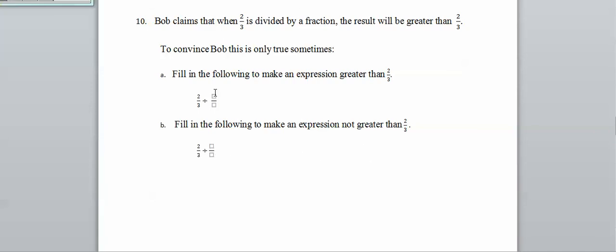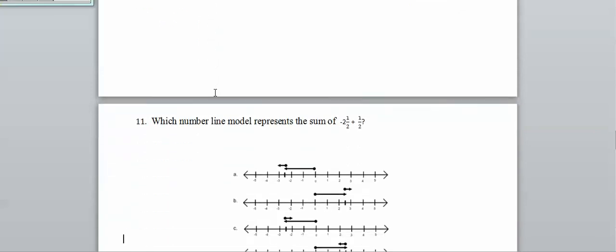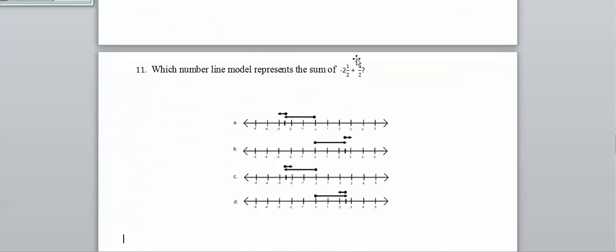Okay, let's look at number 11. Okay, you have a -2.5 and you're adding a half. So you're at -2. This one you're at -3, wrong. This one you're at +3, wrong. This one you're at -2 because you're going back -2.5 and then forward a half, so it works. The other ones are wrong.